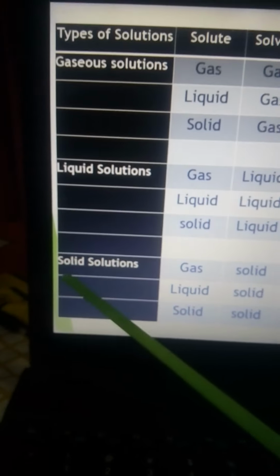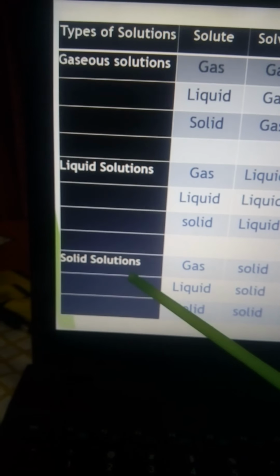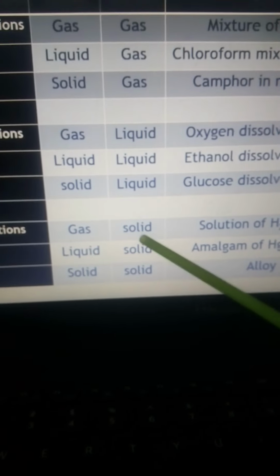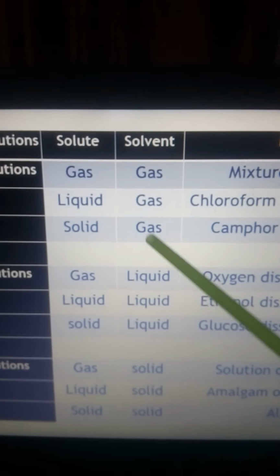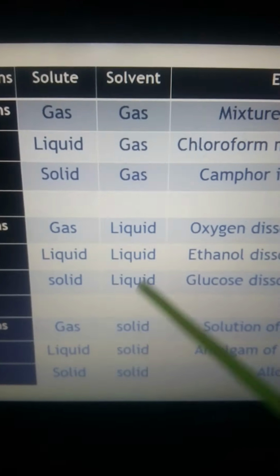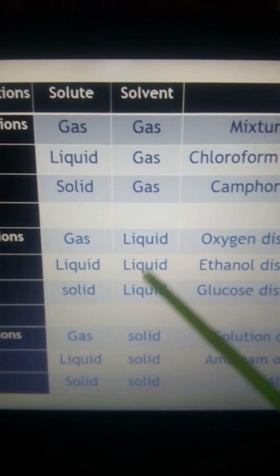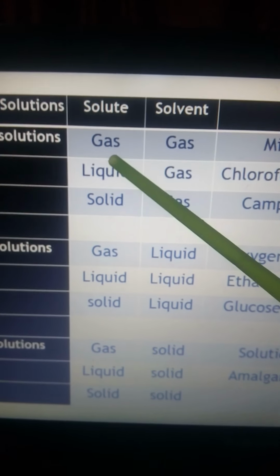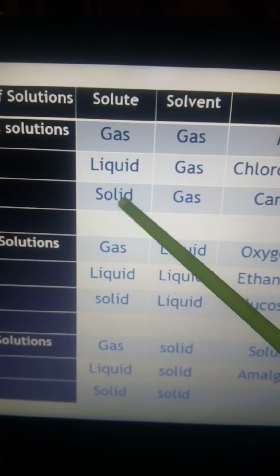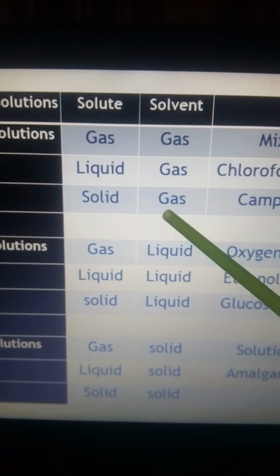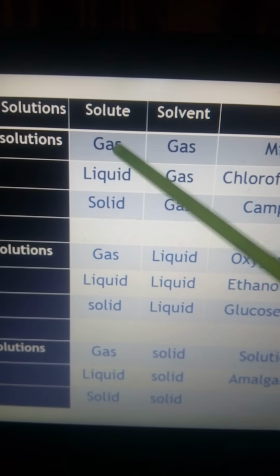Similarly, we will get the solid solution. Solid solution means that the solvent is in a solid state. So in each state of solvent, whether gas, solid or liquid, the solute may again be in the 3 states: gas, liquid and solid. Say your solvent is in the gaseous state and the solute may be in the 3 states, gas, liquid and solid.